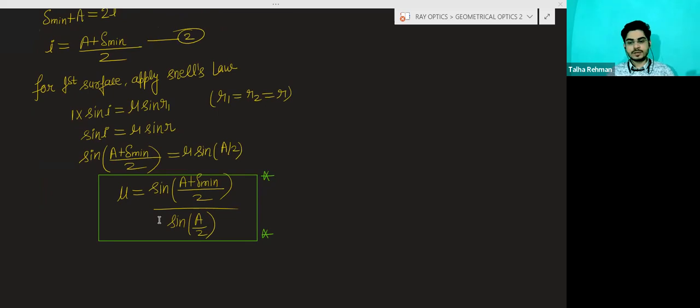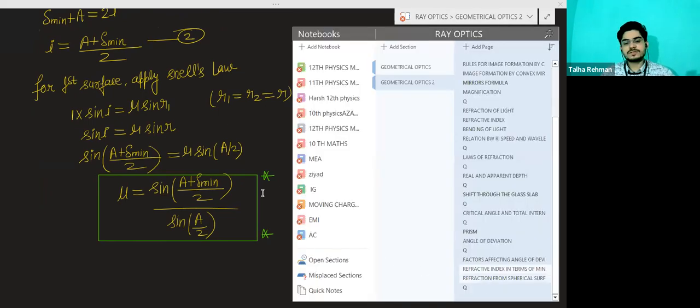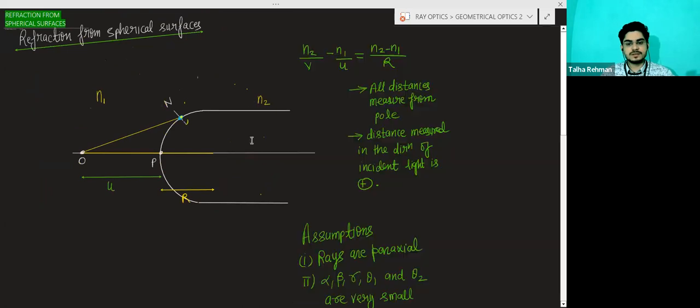Okay. So after this, now we will discuss refraction. Till now we have discussed refraction through plane surfaces. Now we will discuss refraction through spherical surfaces, like this. This is the spherical surface, and this has some other medium.